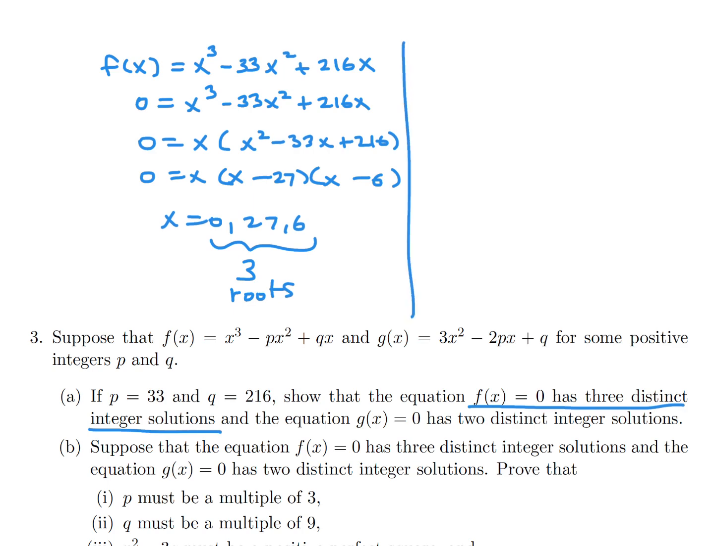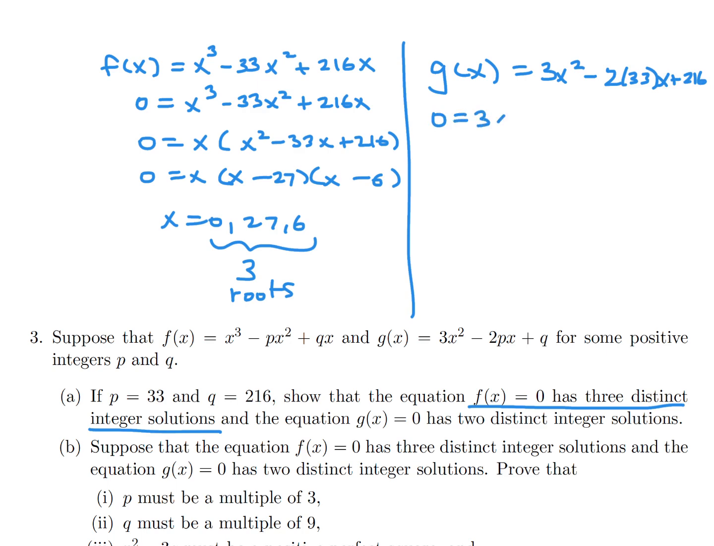Got to do the same kind of thing this time for g at x, and g at x is 3x squared minus 2px, so that's 2 times 33x, and then plus q, so plus 216. And then same thing, set it equal to 0.